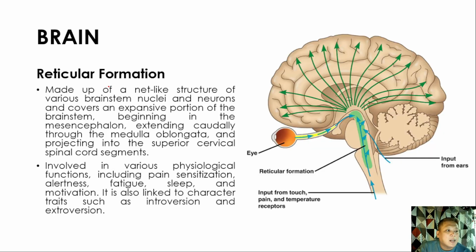Next is the reticular formation. Doon sa mata naman. Di ba sabi natin, made up of a net-like structure of various brainstem nuclei and neurons and covers an expansive portion of the brainstem beginning in the mesencephalon, extending caudally through the medulla oblongata and then projecting into the superior cervical spinal segment. So, it is involved in various physiological functions including pain sensitization, alertness, fatigue, sleep, and motivation. Also linked to character traits such as yung pagiging introvert or extrovert ng isang tao.